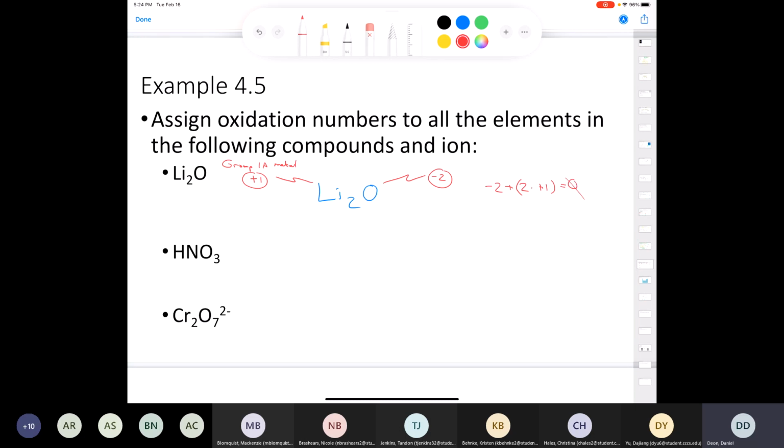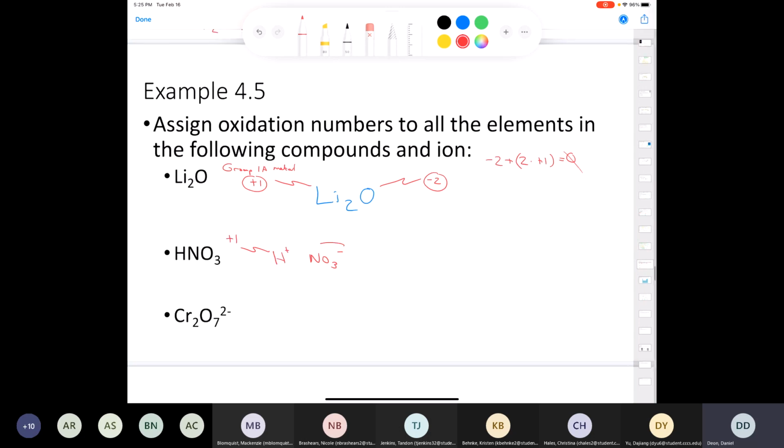Perfect. Okay, the next one's a little trickier. We've got HNO3. And the only way for you to be able to solve this one is for you to know your polyatomic ions. Okay, let me walk you through this one a little bit. You've got HNO3, and you know that comes from a proton and the nitrate ion, right? It's simply a proton combined with a nitrate. So that means that the oxidation number of the hydrogen is +1. Now we've got the nitrate ion to unpack. Okay, how are we going to do that? Well, let's rewrite it over here.